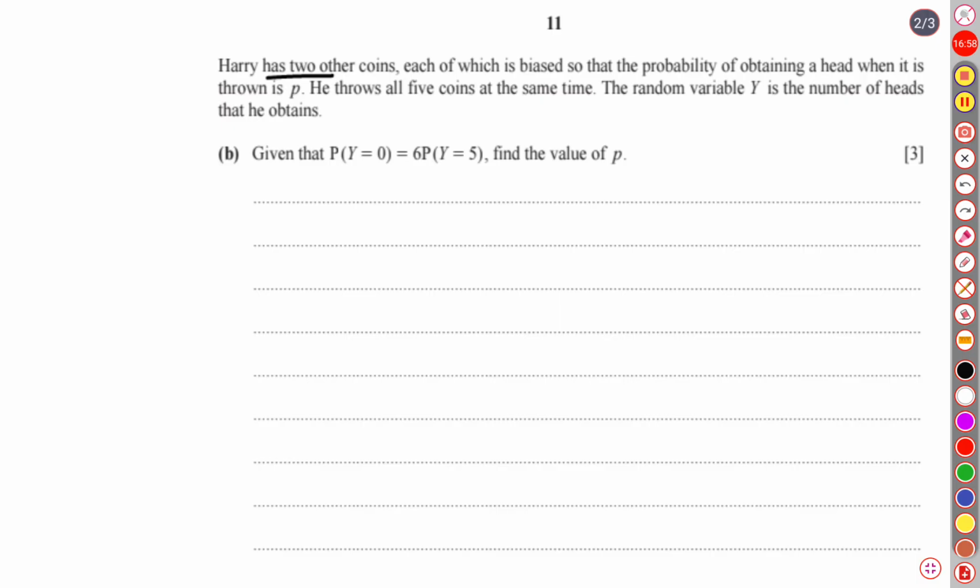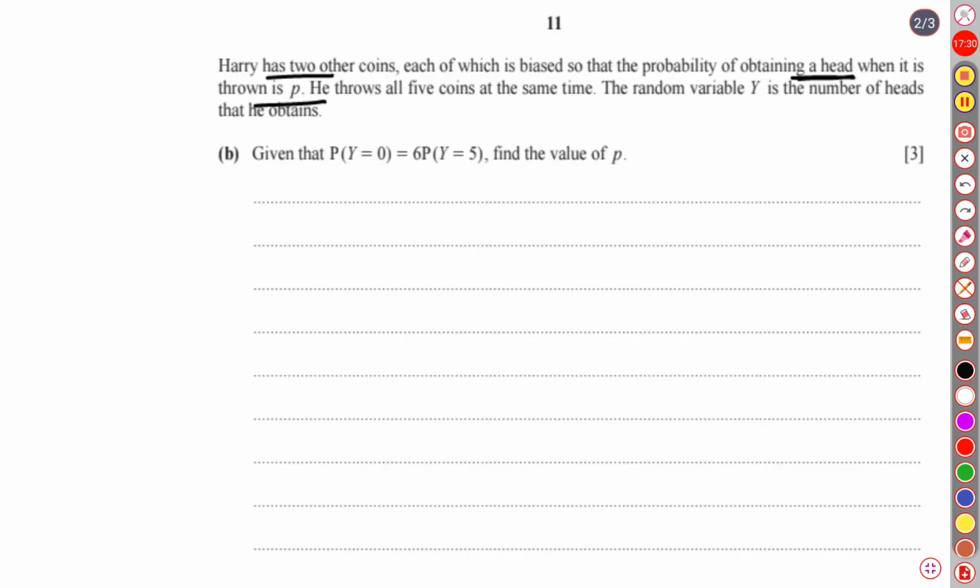Remember, we should not get confused: this p is not the probability for both coins together, it is the probability for one coin. It says the probability of obtaining a head when it is thrown, so it is one head, not for both. There may arise a confusion that there are two coins so the probability of two coins is p. No, it is the probability of one head for each of the remaining two coins.